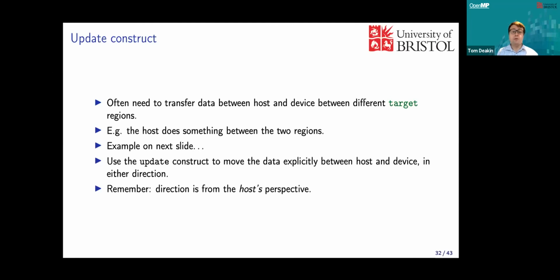So the update construct is another one of those standalone constructs that doesn't have any Fortran code associated with it in a structured block. It's a standalone line. And we can use these to move data explicitly between the host and device in either direction on demand. And remember, this direction is always from the host. So it's to, from the host to the device, or from the device to the host. So a to mapping is host to device. The from mapping is from device back on the host.